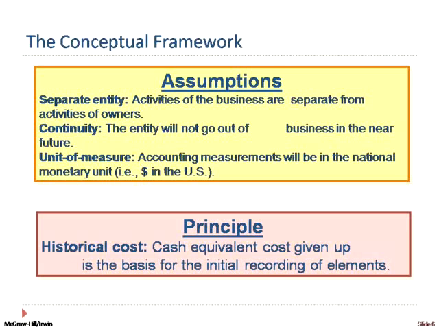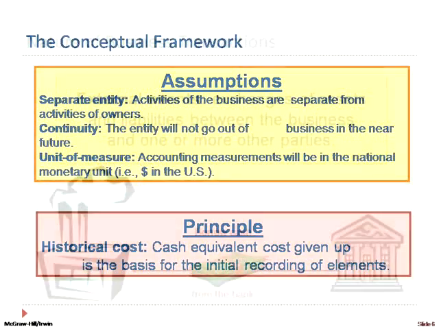The third assumption is the unit of measure assumption. This assumption states that accounting information measures only those transactions that are capable of being measured in monetary terms. In addition to our accounting assumptions, the historical cost principle requires us to record transactions at their cash equivalent cost from the date of transaction between 2 parties in an arm's length exchange.